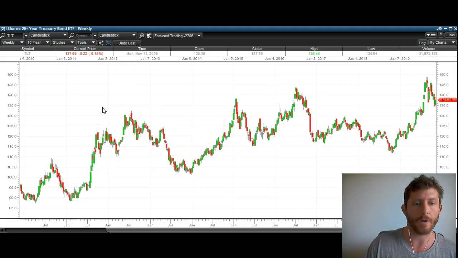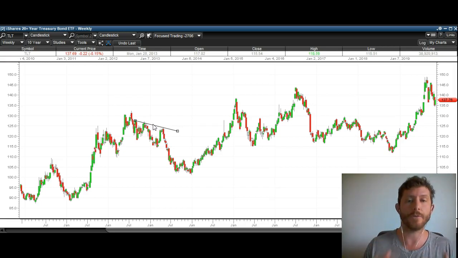Okay, so we came down here and we got rejected right around here. You can also draw a little downtrend line too, right there. High, lower high, lower high. So we came into that rejection point, or that resistance, that downtrend line, as well as about the 50% to the 61.8 Fibonacci retracement level. All right.